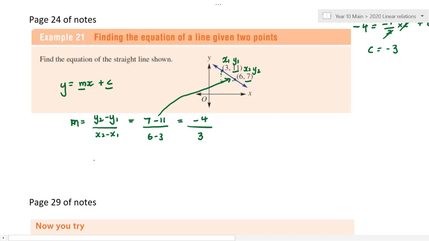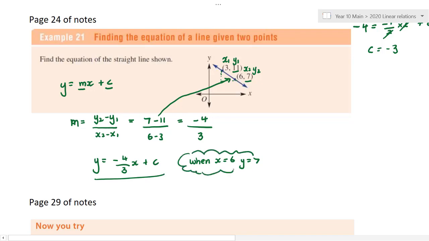So what that means is that we found our gradient, and once again, plus c. Let's go ahead and find c. How do we find c? Substitute a point. When x is equal to 6, y is equal to 7. If you went straight to throwing in 6 and 7 into this, you're not going to have to write this step here, but I'm just explaining to you the process, okay? So wherever there's a y, I'm going to replace it with 7, and wherever there's an x, I'm going to replace that with 6, like so.